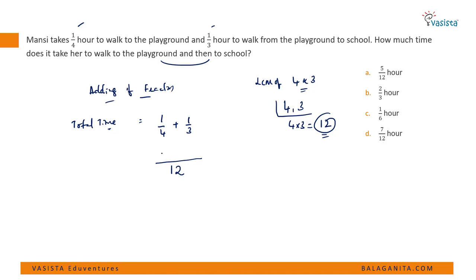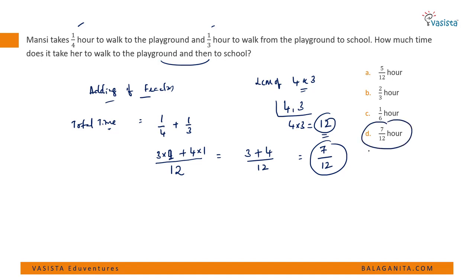Now divide 12 by 4, 4 3s are 12, so that is going to be 3, which we multiply with the numerator 1. Plus divide 12 by 3, that is 4, into 1, which is 3 1s are 3 plus 4 1s are 4 by 12. Now add the numerators, that is 4 plus 3, 7 by 12. So total time taken to reach the school via the playground by Mansi is going to be 7 by 12 hour.